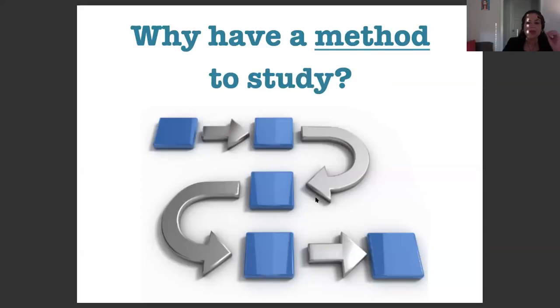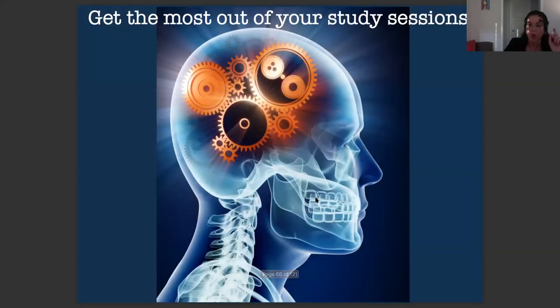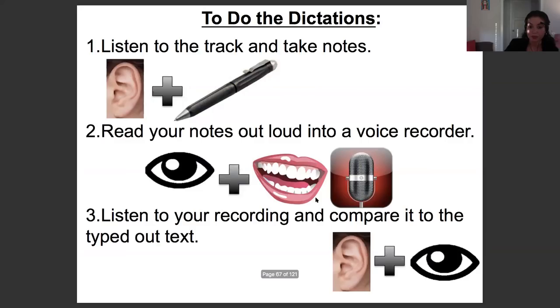So let's talk about the method to study. I created this manual with the purpose of you guys having a method. Why have a method? Because you can get the most out of your study sessions. So this is what I want you to follow. If you want to take a screenshot or a photo of this, we are recording this so you can look at it again. This is the basic Coca-Cola formula for this manual. This is how you're going to do all the dictations.